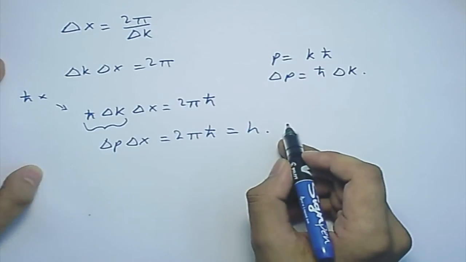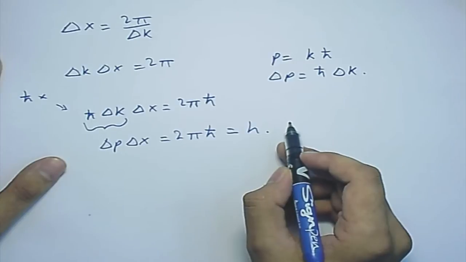We have obtained the uncertainty principle just by assuming that the oscillations of a particle are given by some sine functions. And so this is a very profound result that we have obtained right now. All right, I think we can move on to the next problem.